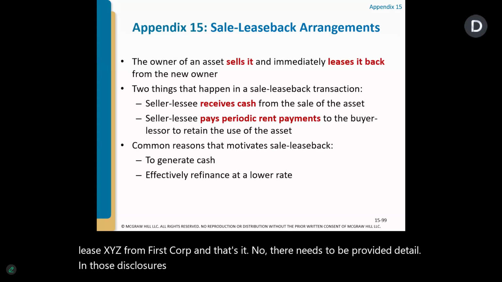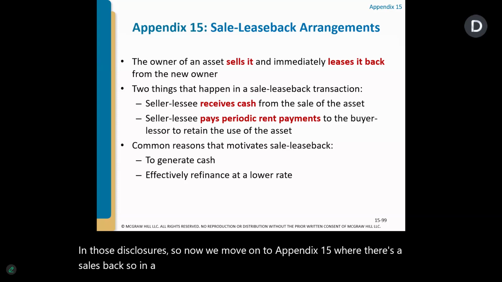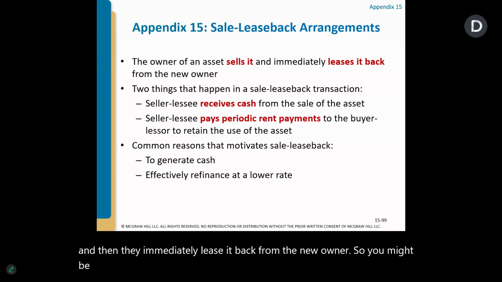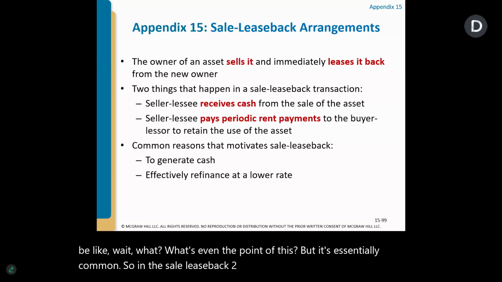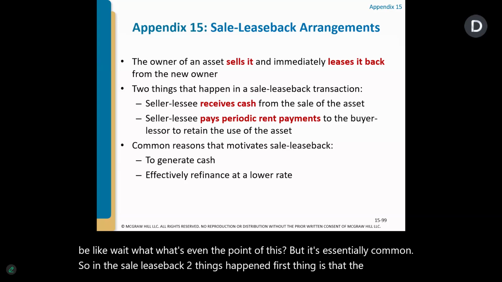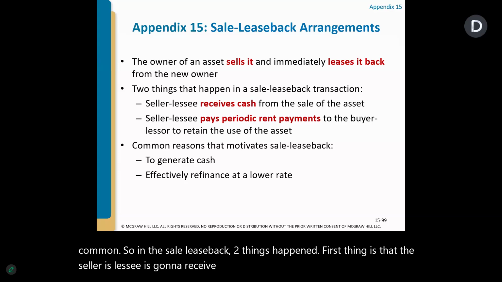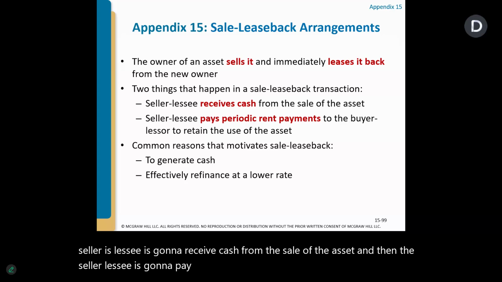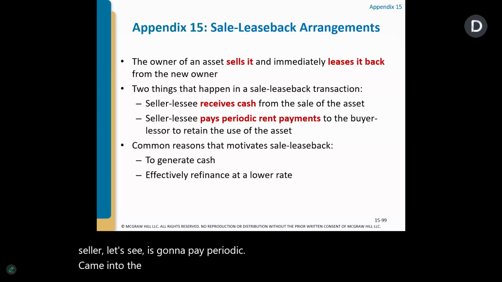So now we move on to Appendix 15, where there's a sale-leaseback. In a sale-leaseback transaction, the owner of the asset sells it, and then immediately leases it back from the new owner. So you might be like, wait, what? What's even the point of this? But it's essentially common. In a sale-leaseback, 2 things happen. First, the lessee is going to receive cash from the sale of the asset, and then the lessee is going to pay periodic rent payments to the buyer, the lessor, to retain the use of the asset.